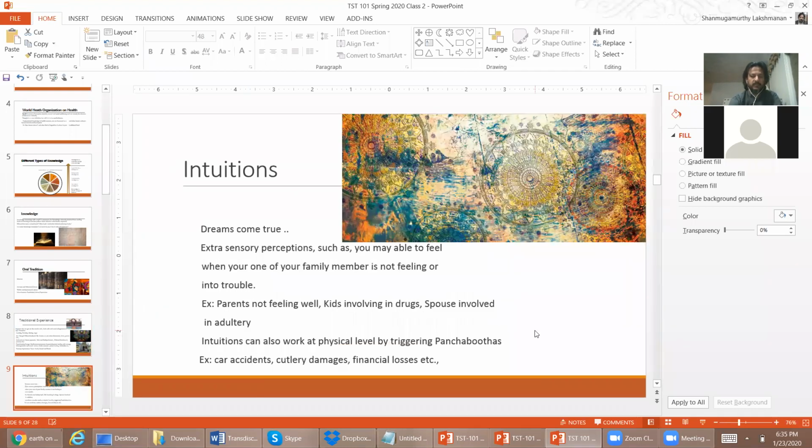And then as we were talking about intuitions, they are also part of knowledge. Some of the intuitions can come true. You can sense something about somebody from far away, your parents or somebody who is not feeling well, and you are here in the United States, and your mom is old. I was able to sense my grandmother leave the planet.